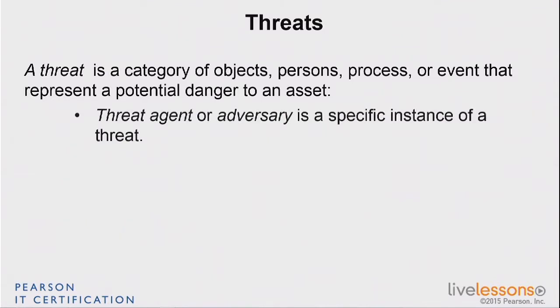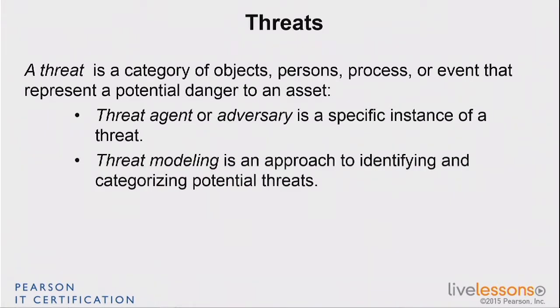A threat agent or adversary is a specific instance of a threat. So we may decide that weather is a threat, but a particular hurricane, maybe Hurricane Bertha, is our threat agent or adversary. It's a specific instance of a threat. We're really concerned about threats because they represent a potential danger to our asset, and in this case, it's going to be information or an information system asset, or it could be the people or the facilities. All those things that we talked about initially in our definition of information security.